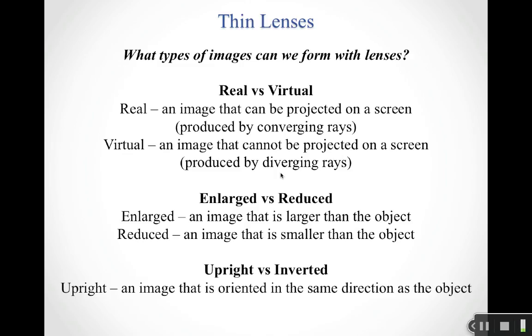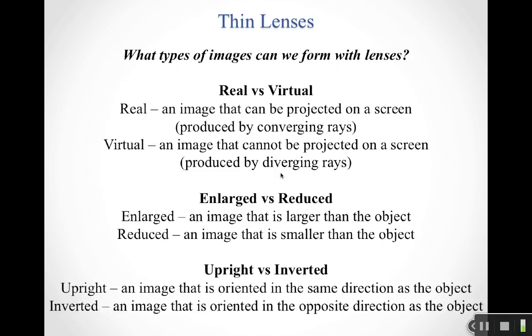Sometimes when you form an image with lenses, that image is upright, meaning that your object isn't flipped over. It's oriented in the same direction as the object. If you have an inverted image, on the other hand, that means that it's been flipped. So your image is flipped over relative to the orientation of the object.